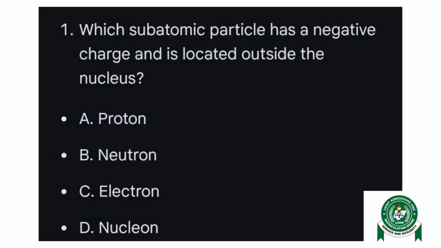The correct answer to this question is option C, electron. Now, an atom consists of a central nucleus containing positively charged protons and uncharged neutrons. The electron is a subatomic particle that carries a negative charge and exists in regions called shells or clouds outside the nucleus. Because opposite charges attract, the negative electrons are held in their position by the electrical pull from the positive nucleus. So, the correct answer here is option C, the electron.